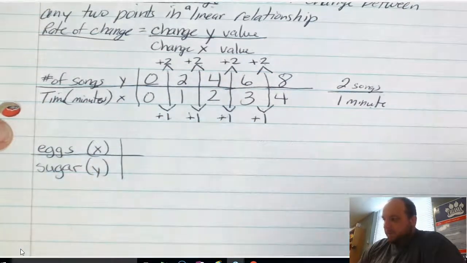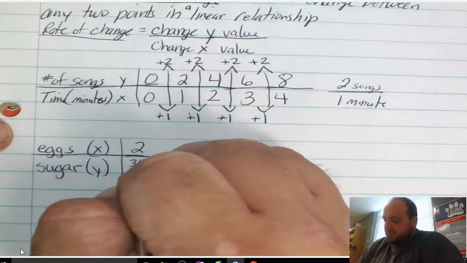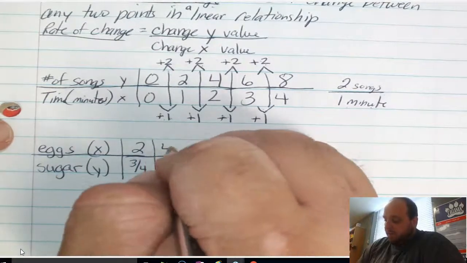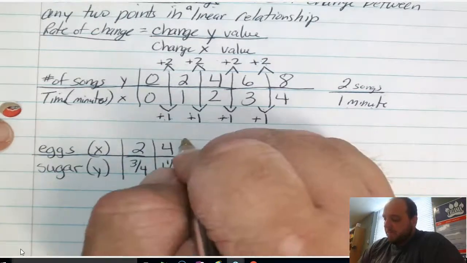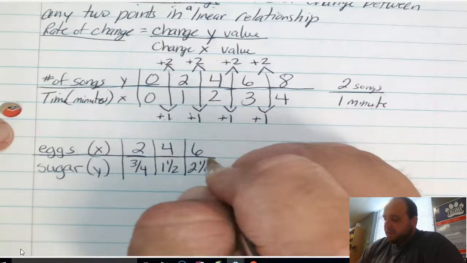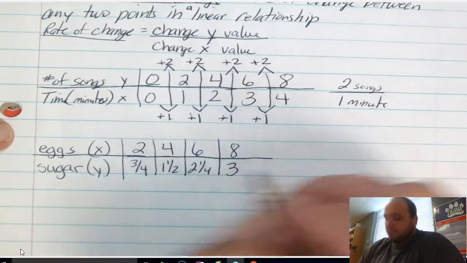Okay, so if I put 2 eggs in, I will have put 3/4 of a cup of sugar in. If I put 4 eggs in, I will have 1 1/2 cups of sugar. If I put 6 eggs in, I will have 2 1/4 cups of sugar. And then if I put 8 eggs in, I will have 3 cups of sugar.